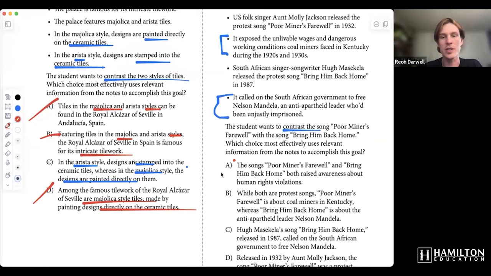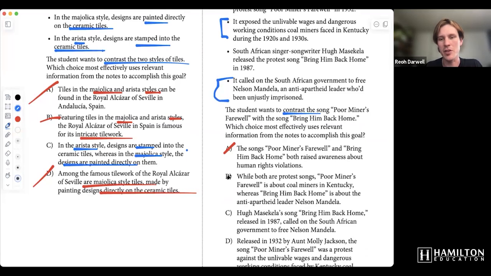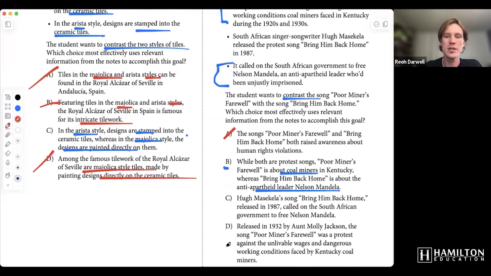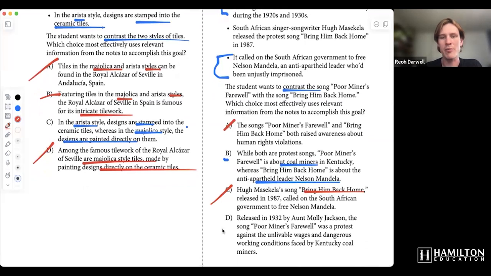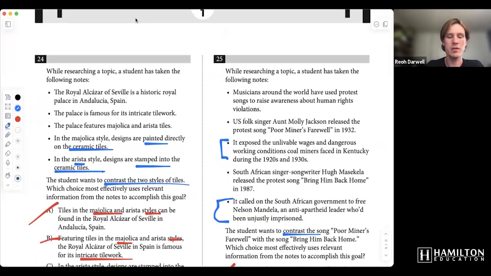A brings them together. It shows similarities, which is cool. It's cool that they're similar, but that's not what the question asks for us to do. Okay. B does a good job of contrasting them, right? It says one is about coal miners and the other is about Nelson Mandela. Great. C, we have Bring Them Back Home, but is Poor Miner's Farewell there? No. D, we have Poor Miner's Farewell, but do we have Bring Them Back Home? No. So that is how we arrive at answer choice B for question 25.